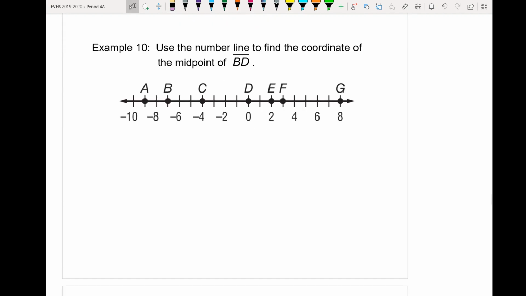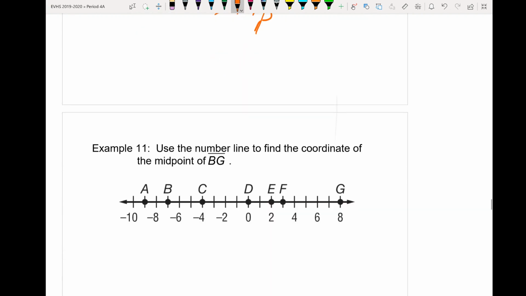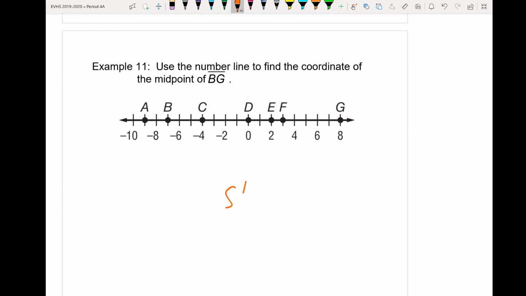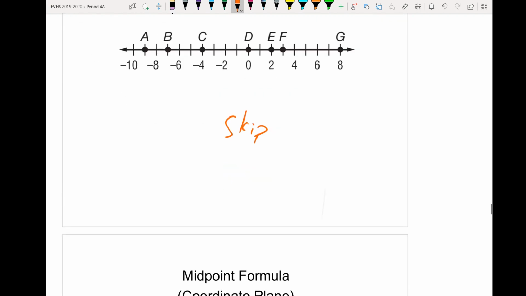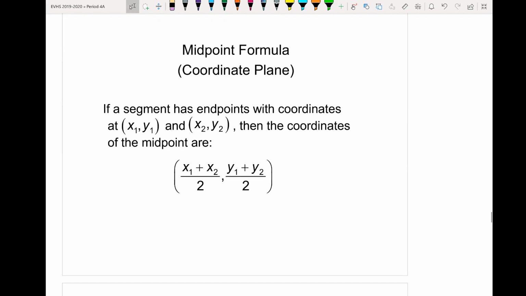All right. I'm going to skip number 10 because this section is one of our easier ones. Also, skip example 11 because we want to get to the midpoint formula on a coordinate plane. Notice that we're doing the exact same thing we did before. We're averaging the x's, but we're also just adding in averaging the y's.